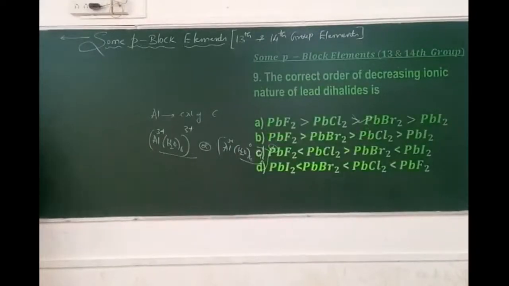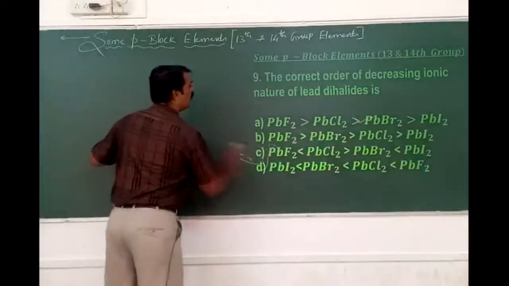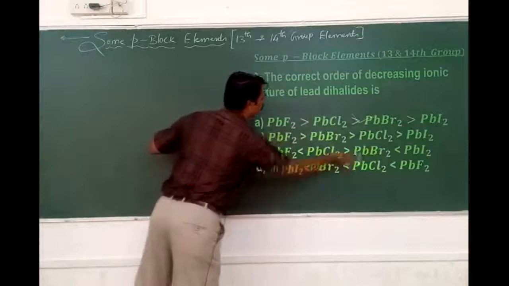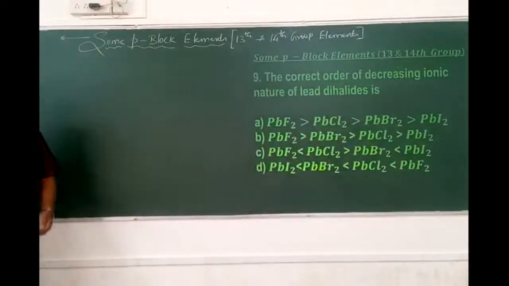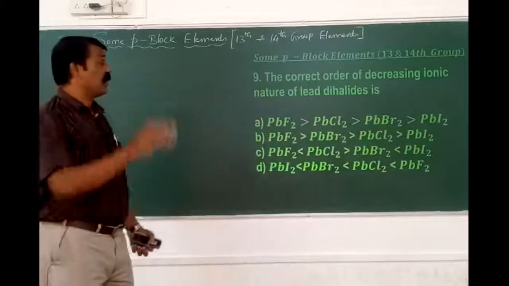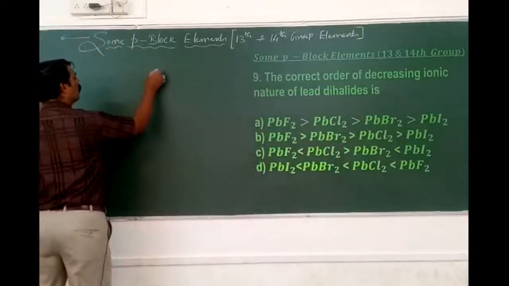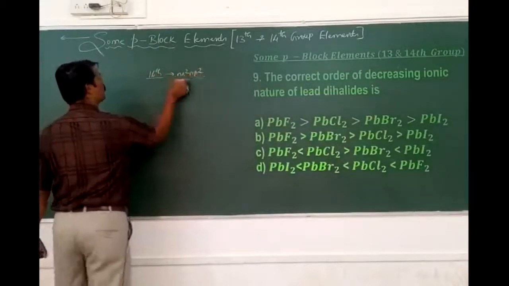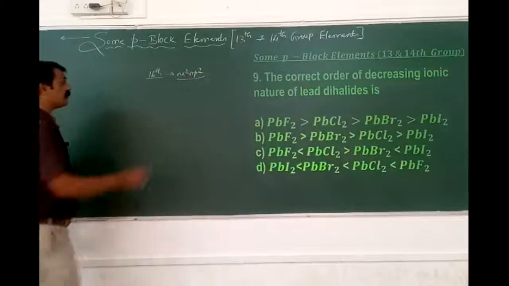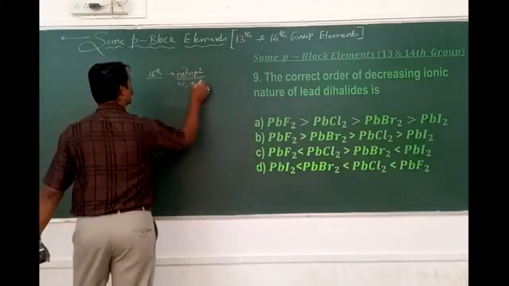The correct order of decreasing ionic character of lead dihalides is... We know that the 14th group has the configuration ns2np2. If it loses the np electrons, we can expect plus 2; if it loses both the ns and np electrons, it becomes plus 4.